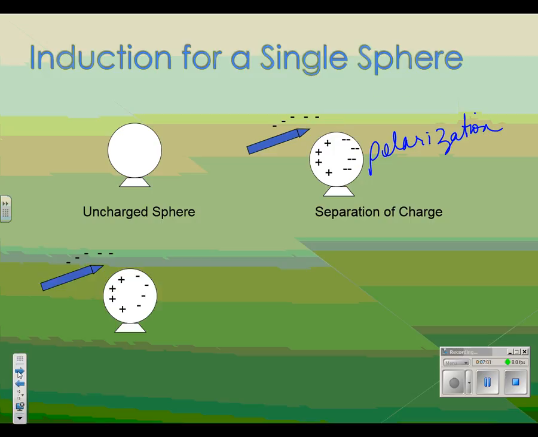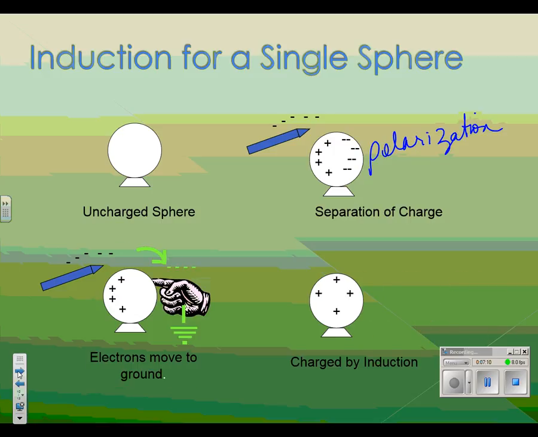Now, if you allow for those electrons to somehow escape by grounding it, then you will leave that charged by induction as an oppositely charged object now than what you brought towards it. So we brought a negatively charged object near it, but once we went through polarization and grounding, then we ended up with an oppositely charged object. This is what induction is when you have polarization and grounding.